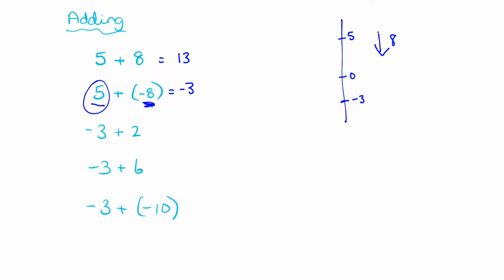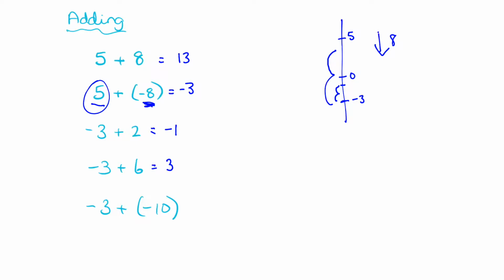Okay? Next one, start at negative 3 and add 2. So we've got our negative 3 here. So we need to jump up 2. So that would take you to negative 1. What if you started at negative 3 and added 6? Well, you've got 3 to go to get up to 0. And so we're adding 6 altogether, so we have another 3 to go. So that takes us up to 3.